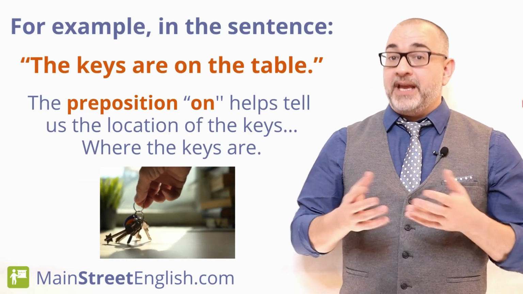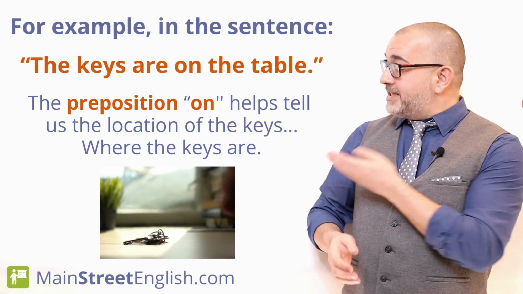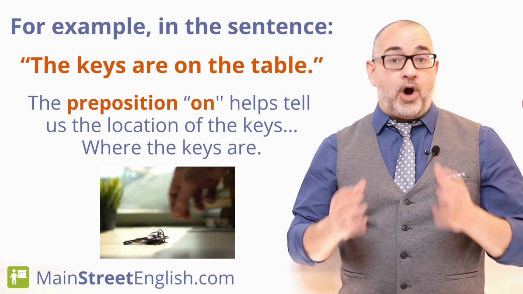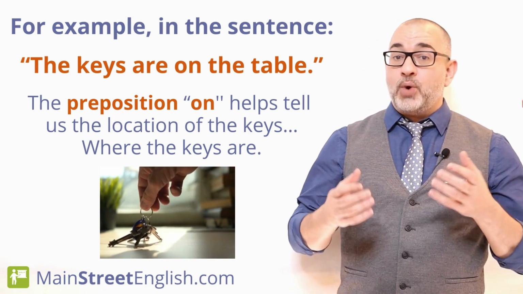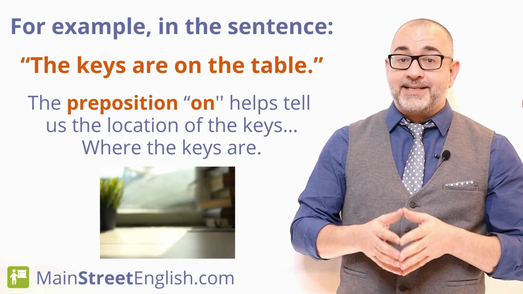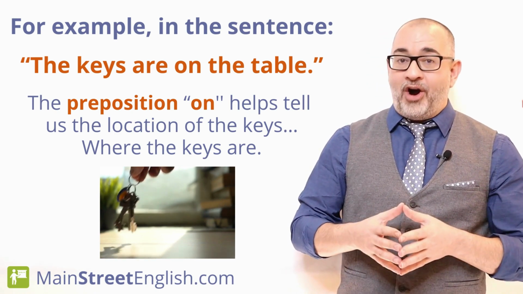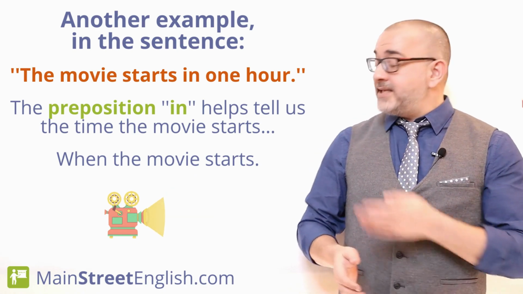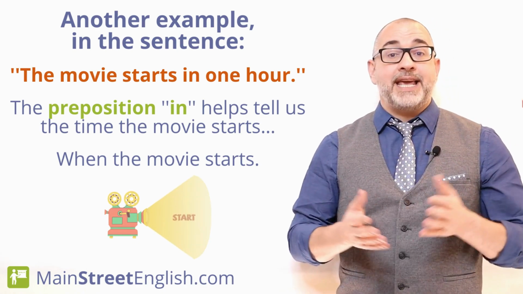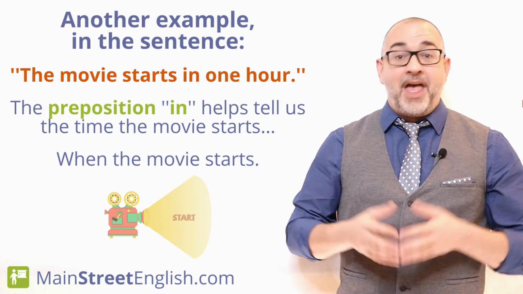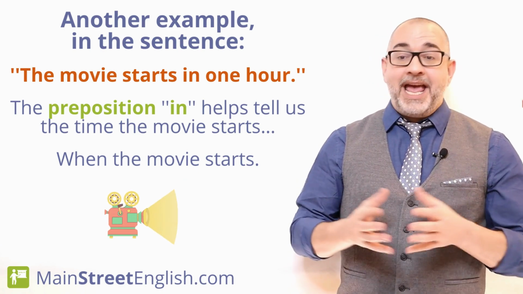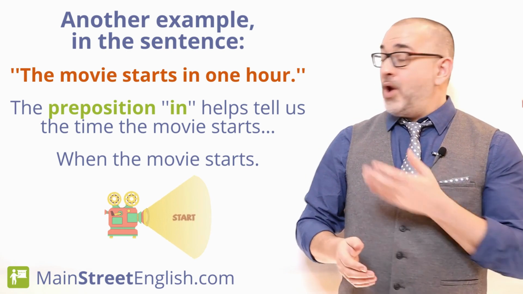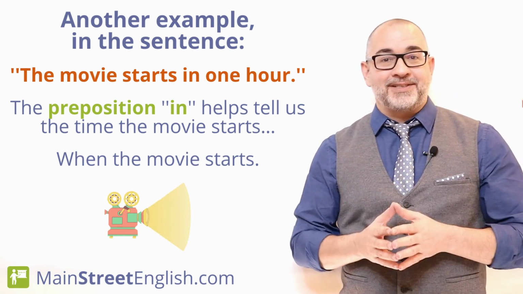For example, in the sentence, the keys are on the table. The preposition on helps tell us the location of the keys, where the keys are. Another example, in the sentence, the movie starts in 1 hour. The preposition in helps tell us the time that the movie starts, when the movie starts.